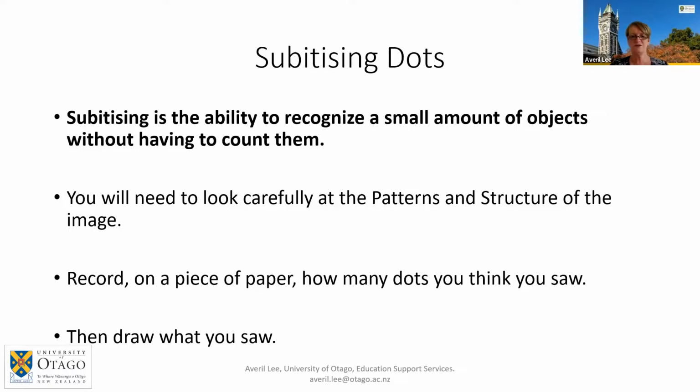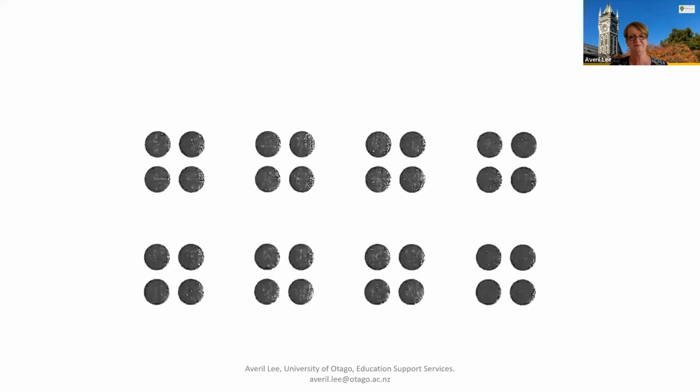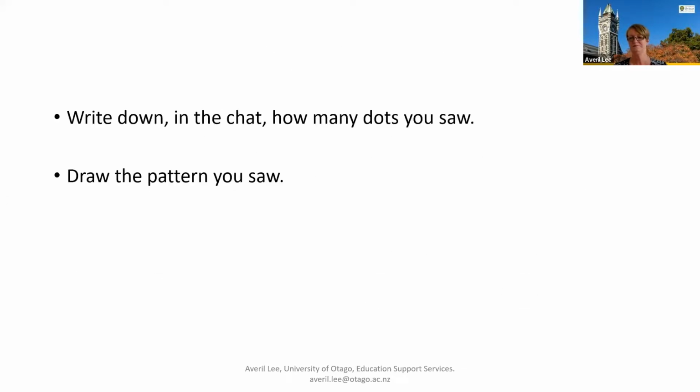So all eyes on screen, because you are going to get such a quick look. You're going to go, I missed it. You don't get a second go. Are you ready? You can write it down in the chat if you want to, how many dots you thought you saw, or just on your piece of paper, and then draw what you saw. People are writing in the chat. It's great.